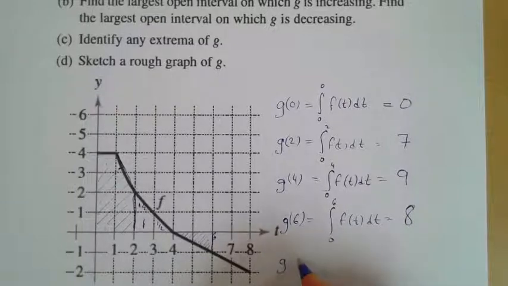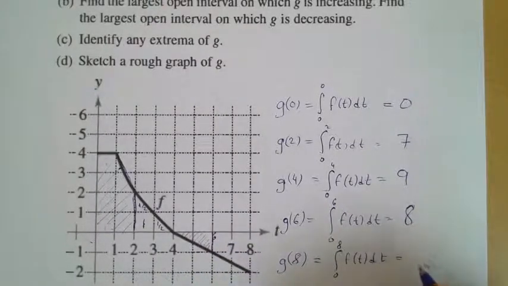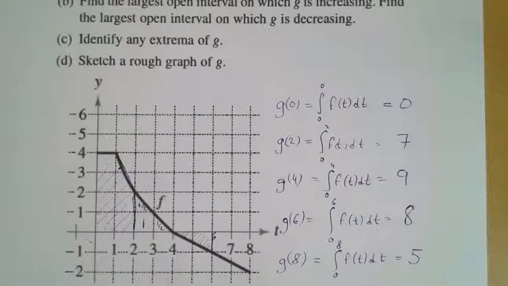Lastly, g of 8: if we go all the way from 0 to 8, we're going to have all this positive area that we found earlier to be 9, minus 1, and minus this. And this area here is 1, 2, 3. So subtracting 3 from this number gives me g of 8 equals 5.